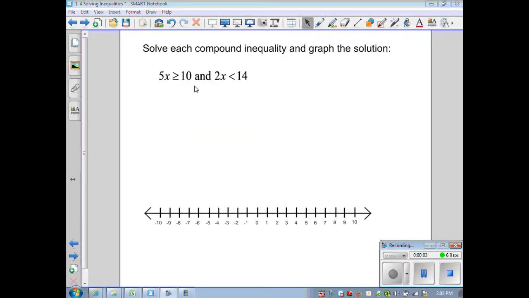Our next example also is an intersection, and I know that because of the term and in between my two inequalities, so this is an intersection.